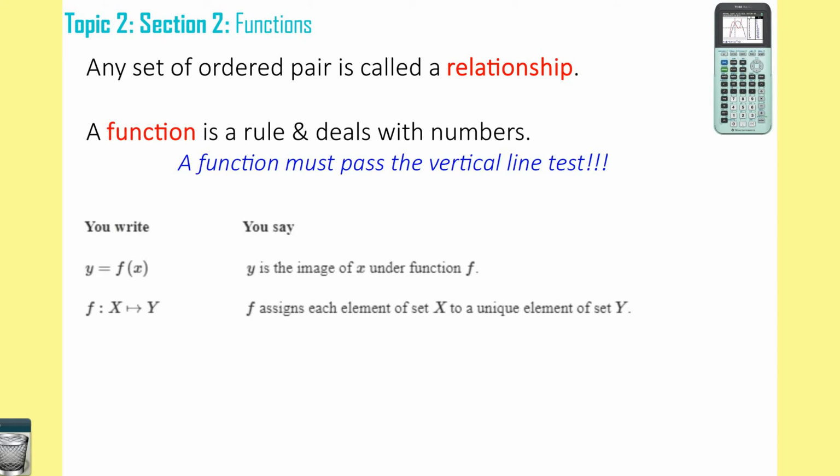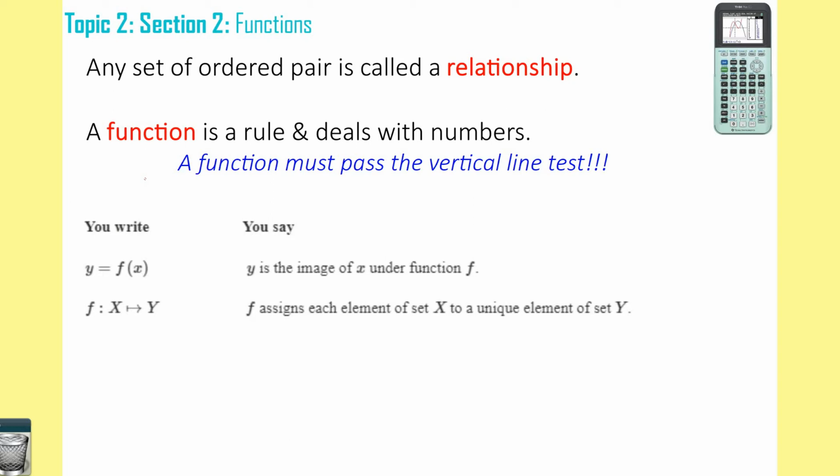So any set of ordered pairs is called a relationship. Just a bunch of x and y's. A function is a specific type of relationship. Think of a relationship as being a quadrilateral and a function being a square. A function is a relationship, but not all relationships are functions.